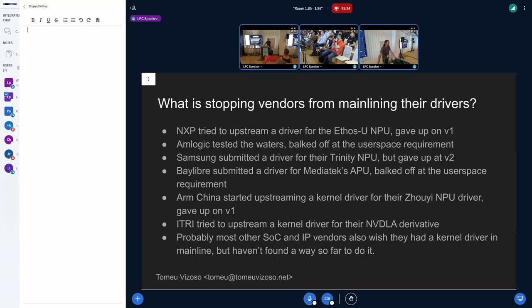ONNX is a Linux Foundation project with governance and so on, but I was told that someone inside Microsoft has a team looking into that. We'll see what comes out of that.